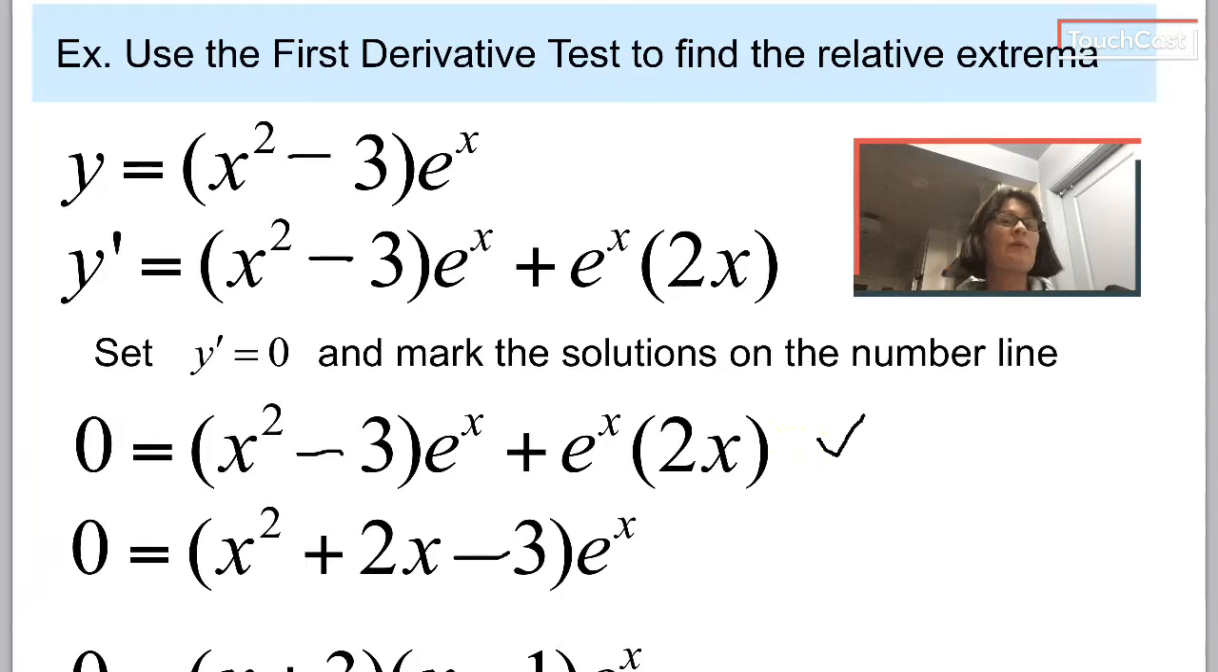I notice both halves of the right side have a factor of e to the x, so I'm going to factor out e to the x. I'm going to collect together the rest and put it in descending exponent order. So I have a new equation: 0 is x squared plus 2x minus 3, all times e to the x. And I notice x squared plus 2x minus 3 factors. So that's my next step. I'm going to factor that.